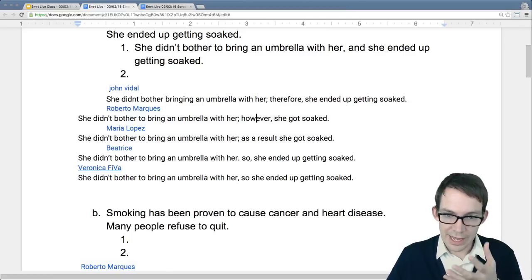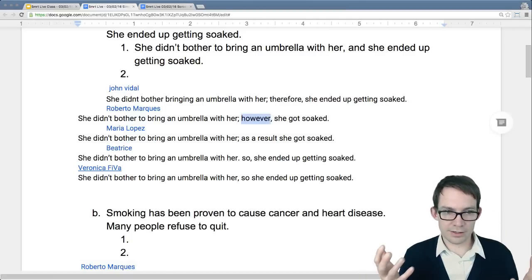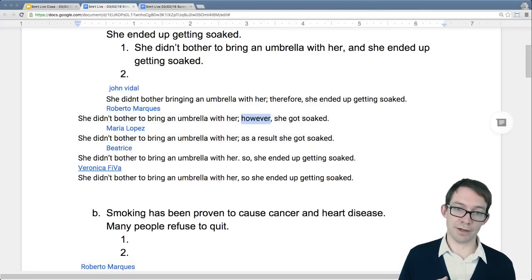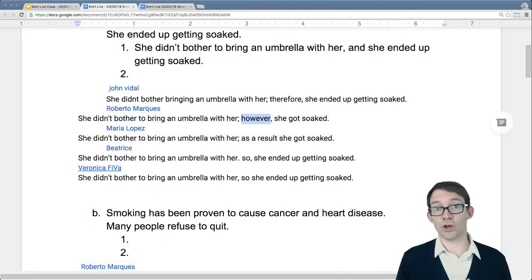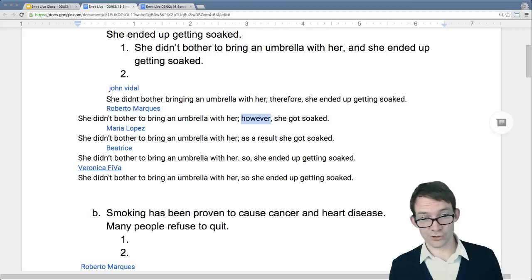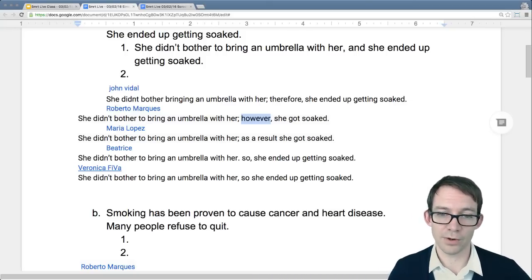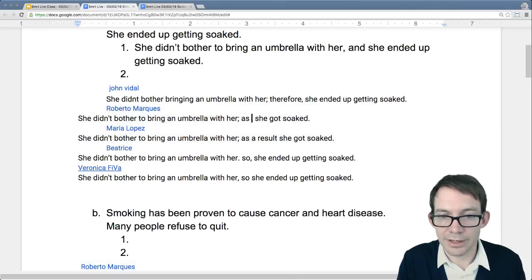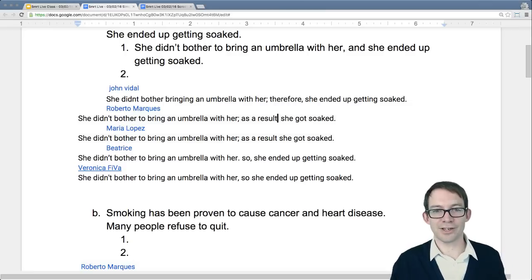However, we use to show contrast, but in this case, I think the connection between these two sentences is really more about cause and effect, right? She forgot the umbrella, or she left the umbrella at home, and therefore she got soaked, and soaked means extremely wet, from the rain. So, I think in this case, instead of however, I would say something like as a result, and I think Maria put that there too, underneath. Right? As a result, she got soaked.